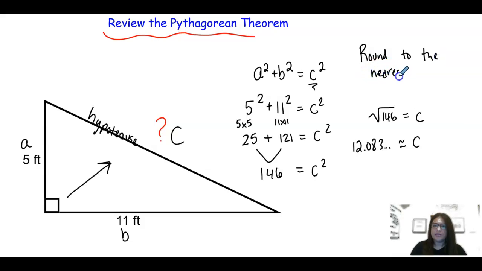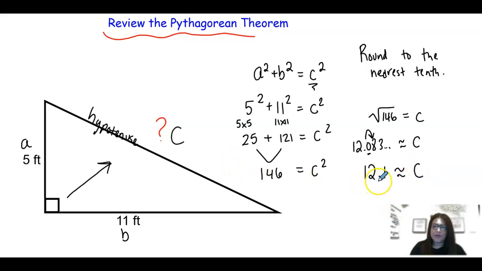nearest 10th place value. The 10th is one digit after the decimal, so I'm going to look to the neighbor over to the right, and I know that it's going to make me round up. So instead of writing a 12.0, I'm going to round it up to a 12.1. And that's only just an approximation. So this is approximately the value of C right here.